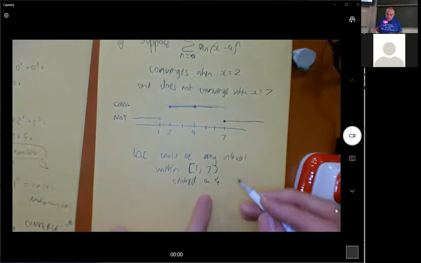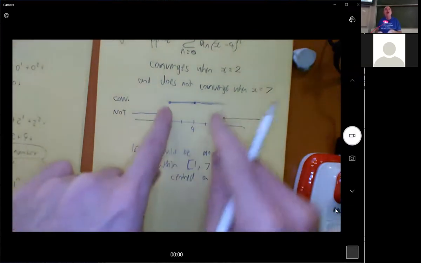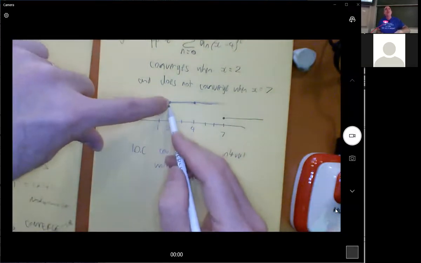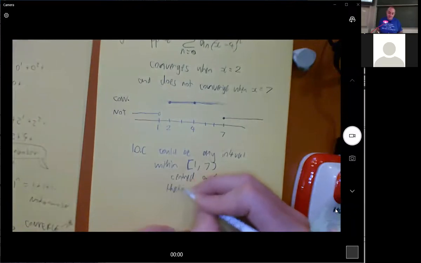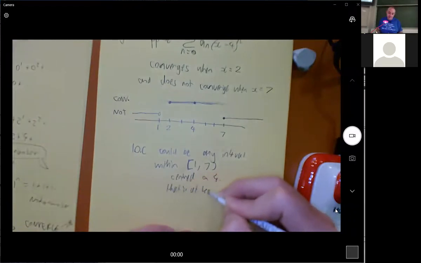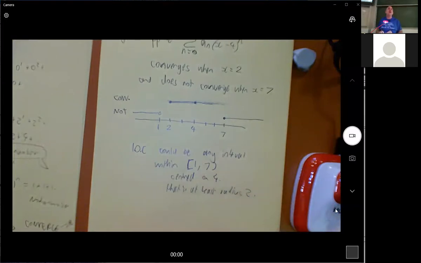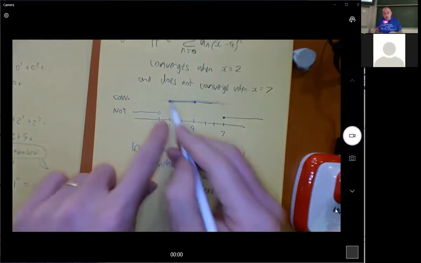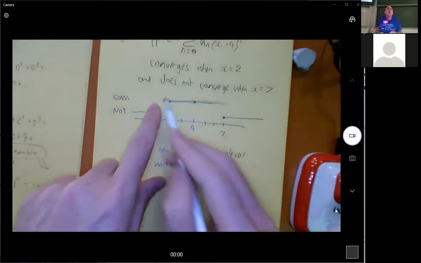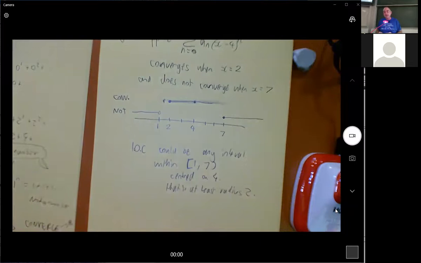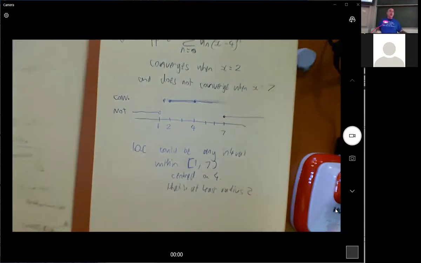Oh no, it's centered on 4. That's at least 2 wide, right? Because it has to be. At least radius 2. So there's not that many options for what it could be. Because it could be 1.5. We don't know where it switches over from one to the other. So this is pretty abstract, this one, but I like it.